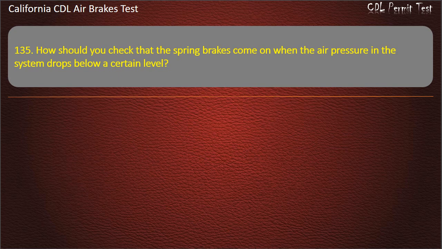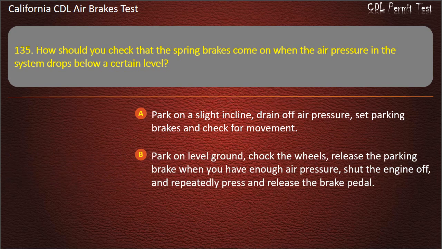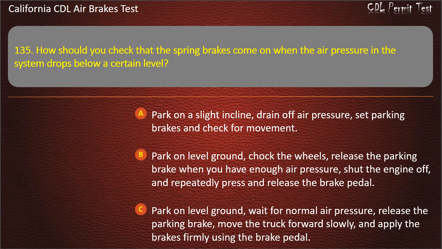Question 135. How should you check that the spring brakes come on when the air pressure in the system drops below a certain level? Park on a slight incline, drain off air pressure, set parking brakes and check for movement. Park on level ground, chalk the wheels, release the parking brake when you have enough air pressure, shut the engine off, and repeatedly press and release the brake pedal. Park on level ground, wait for normal air pressure, release the parking brake, move the truck forward slowly, and apply the brakes firmly using the brake pedal. Answer: Park on level ground, chalk the wheels, release the parking brake when you have enough air pressure, shut the engine off, and repeatedly press and release the brake pedal.